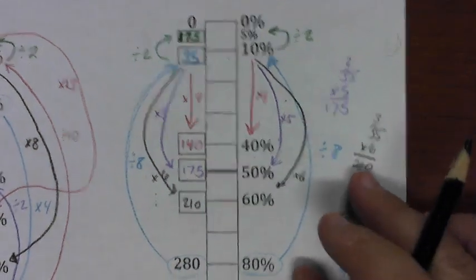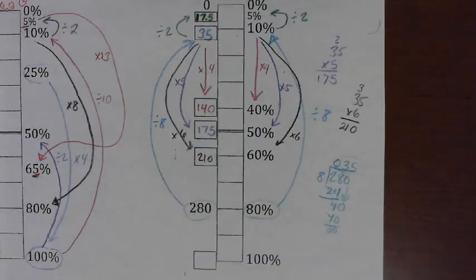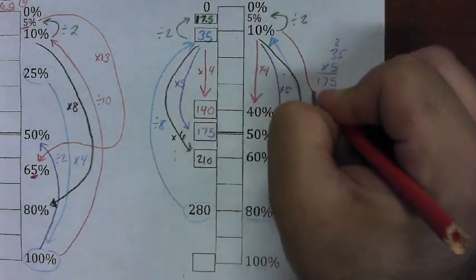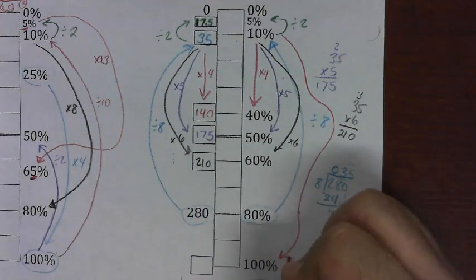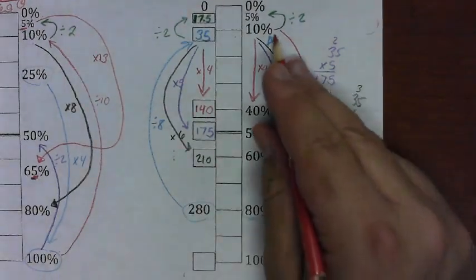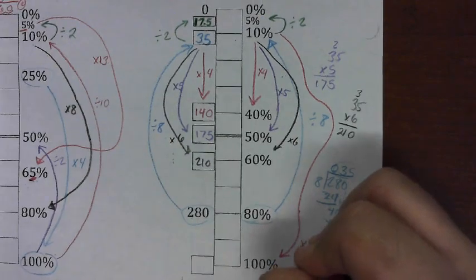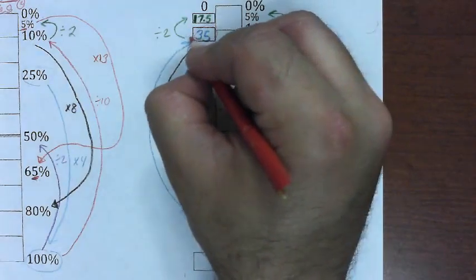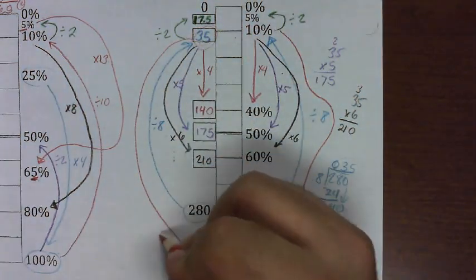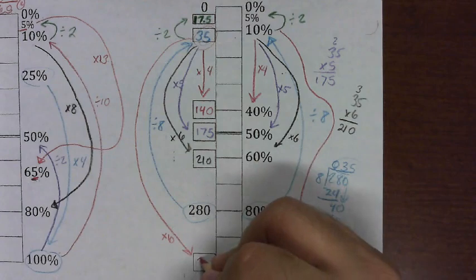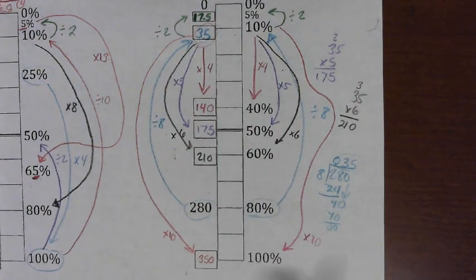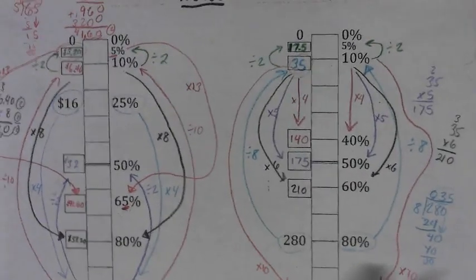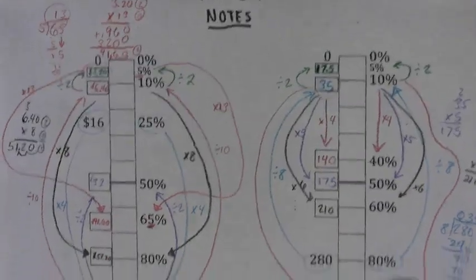And then the last one I have to do is my 100%. So you probably guessed it by now that I'm going to take that 10% again, and I'm going to do one last relationship all the way over here to 100%. I know that if I take 10% and I multiply it by 10, I end up with 100. So this 35, I'm going to multiply by 10. So it's just going to give me 35 with a 0 behind it, which is 350. So that's how you fill out all of these percent bars with the missing relationships.